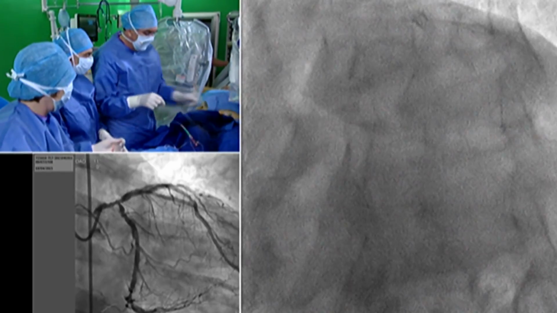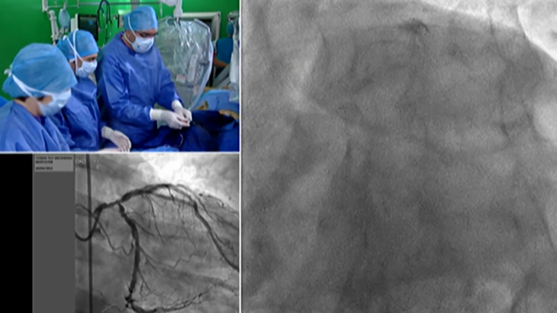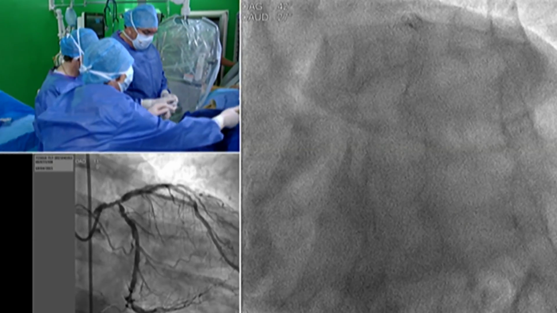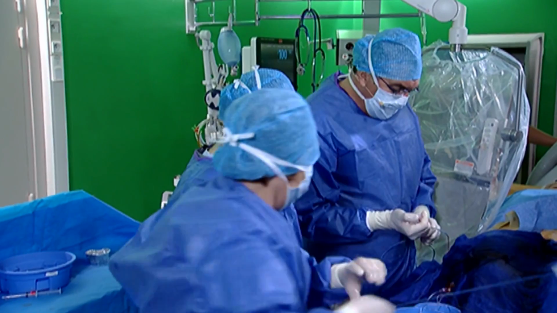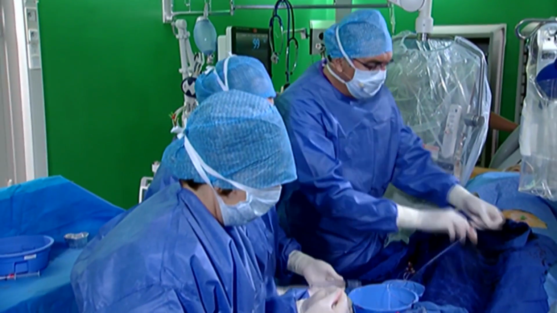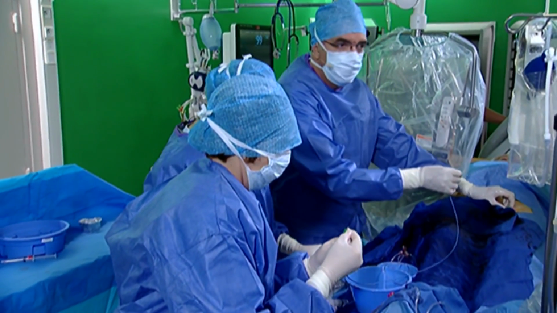Okay, I would prefer to change everything because the balloon was broken in the guiding catheter, so I don't want to... no, there is nothing inside, but for safety reasons, I prefer to change everything.